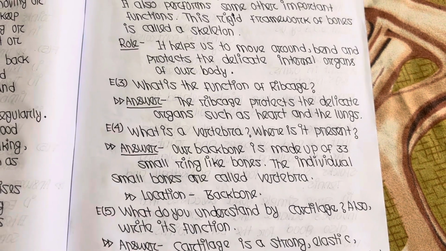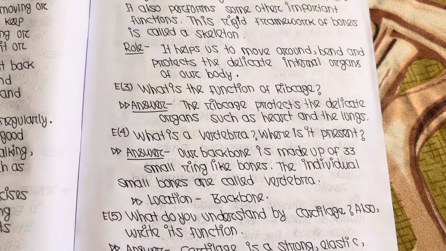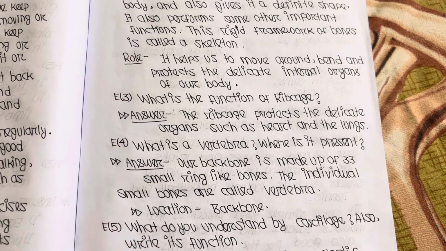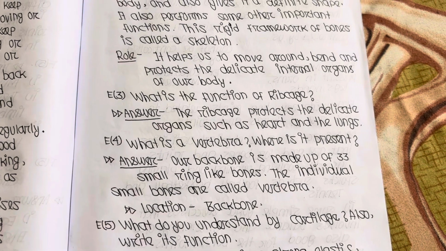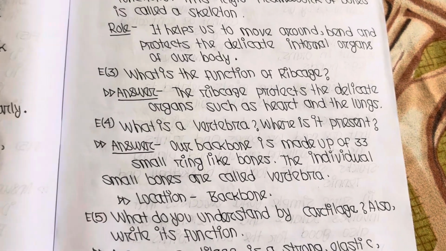Now comes question 3. What is the function of rib cage? Answer. The rib cage protects the delicate organs such as heart and lungs.